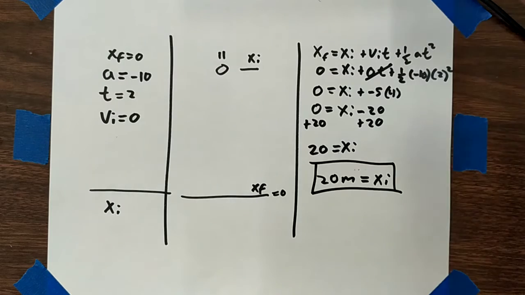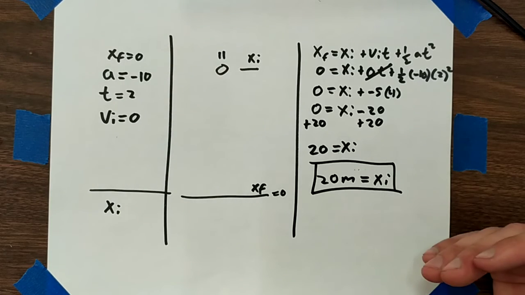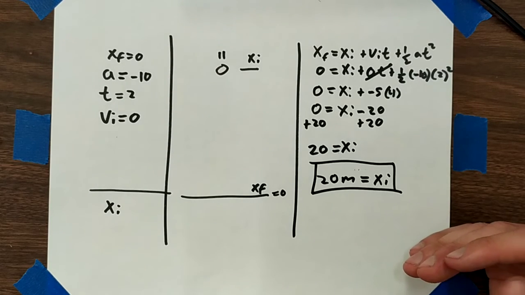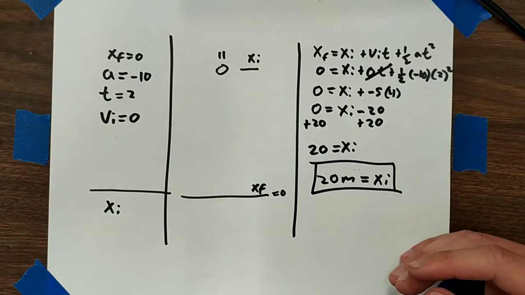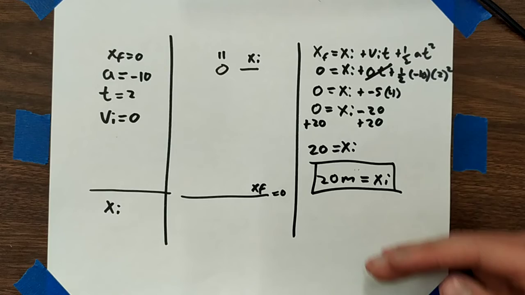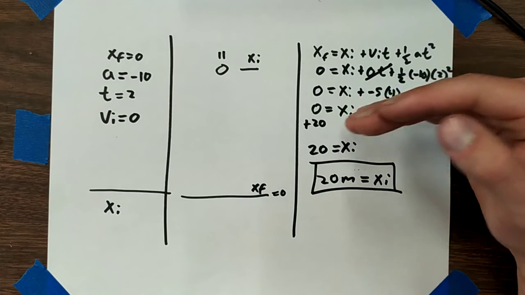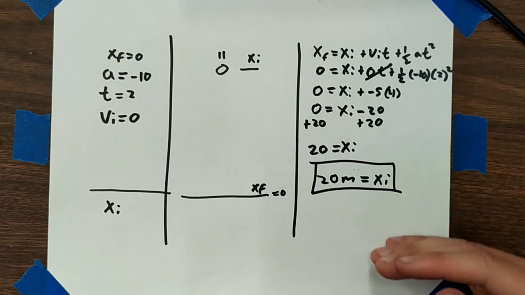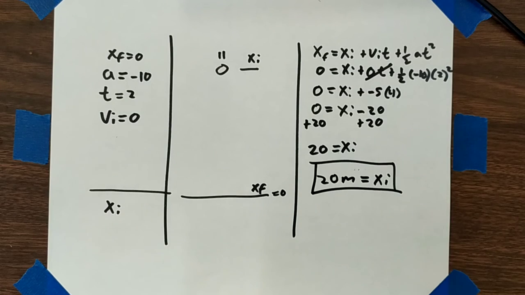So that's how far something would need to fall if it's going to only fall for 2 seconds. So that means the batter hit it up 20 meters in the air, and then it fell for 2 seconds and got back down to the ground. So it went up 2 seconds and 20 meters, and then it came down for 2 seconds and went 20 meters.